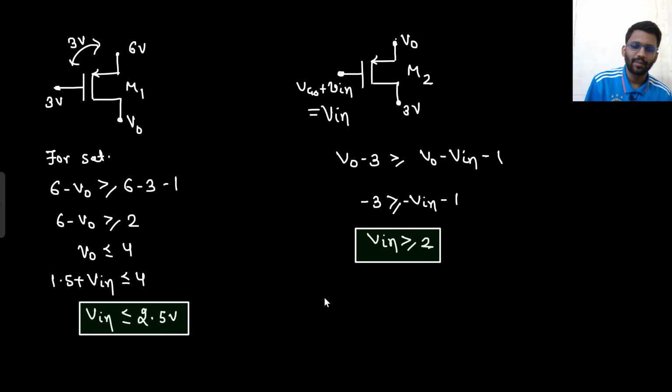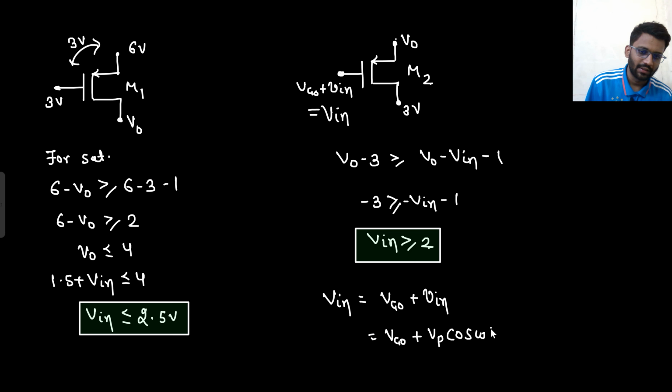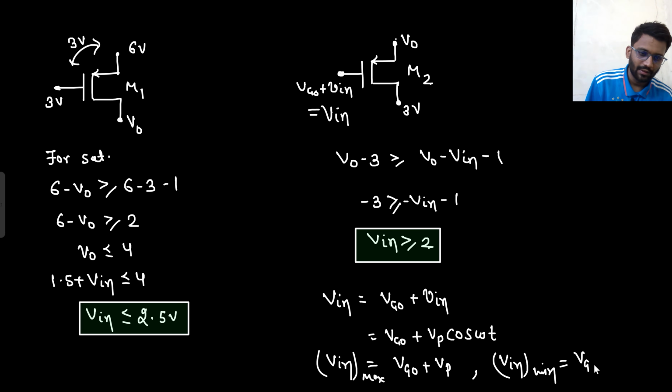Well and good. Now what is your capital V in? Capital V in is VG naught plus small v in, and that is equal to VG naught plus Vp cos omega t, right? Now what can be the maximum value of V in? Maximum value of V in would be Vg naught plus Vp, and what will be the V in minimum? Vg naught minus Vp.